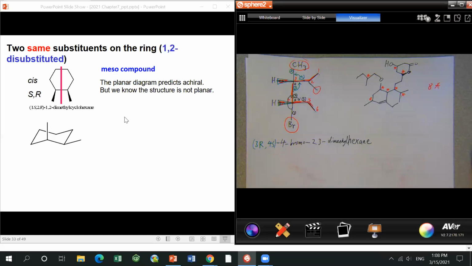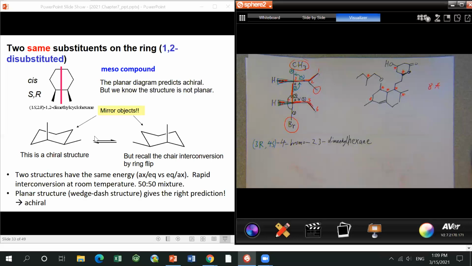Then you can do a ring flip, so axial becomes equatorial and equatorial becomes axial. If you take a second look, you find they are exactly mirror images, so they match. That means both are chiral, and these 2 are enantiomers of each other. Because we have 2 methyl groups, one equatorial and one axial, the same is true for the other enantiomer: one equatorial, one axial.